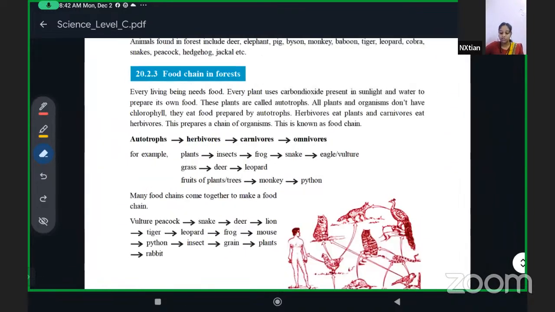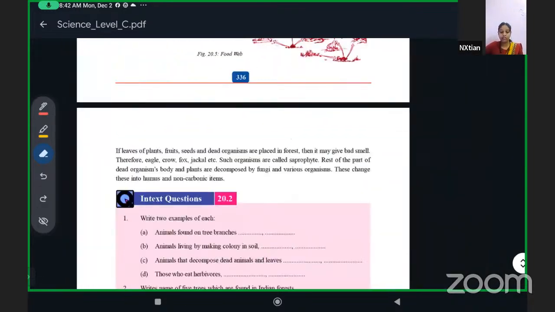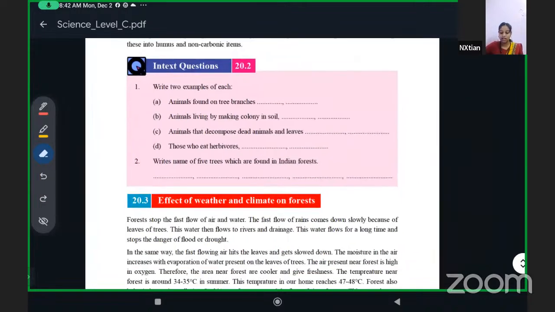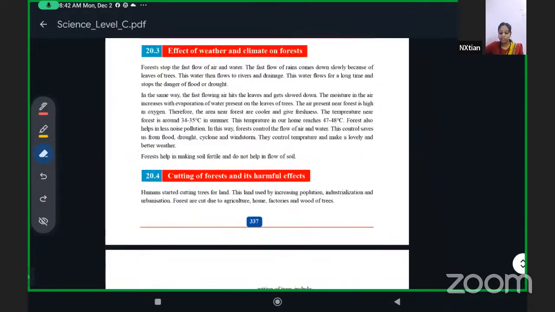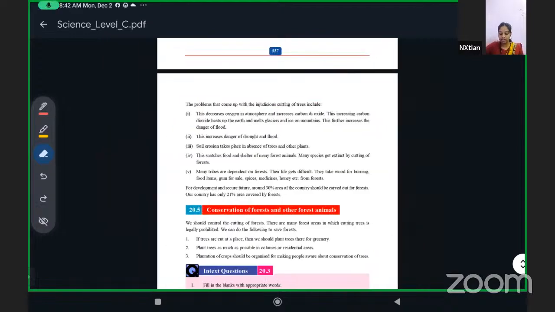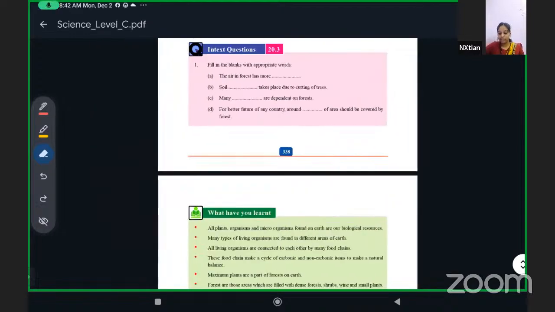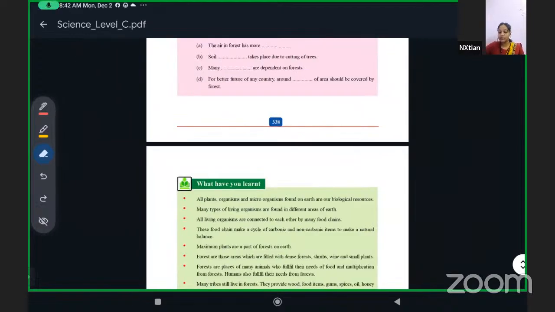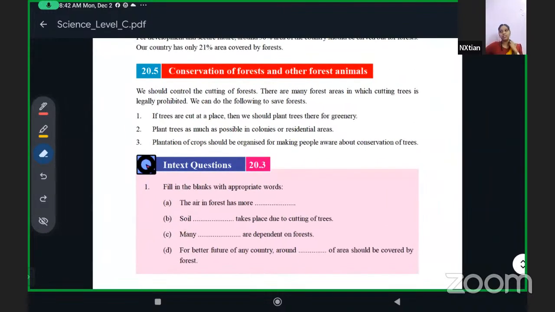Then food chains, I said that you need to prepare 1 or 2 food chains. Effects of weather and climate, please do. Cutting of forest and its effects also. Then we have conservation of forest. So that's it from this chapter. For all the three chapters, the combined test will be there. From all the three chapters, so please do that.